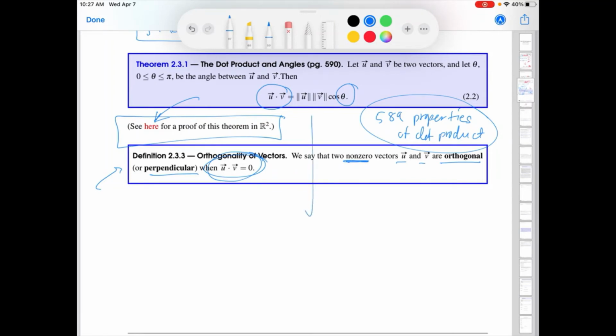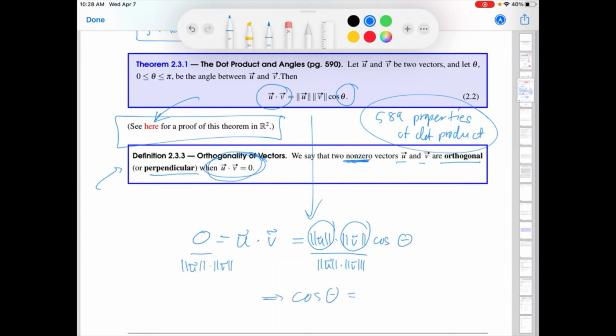And you can see where this comes from, right? We'll just go back to this theorem. If u dot v is 0, and knowing that this is equal to this expression, then as long as the vectors are non-zero, this is part of the reason that it's assumed here, then the lengths are non-zero. That goes back to a property we talked about in a previous video. So we can divide by this length on both sides of the equation, and we get cosine of theta equals 0.